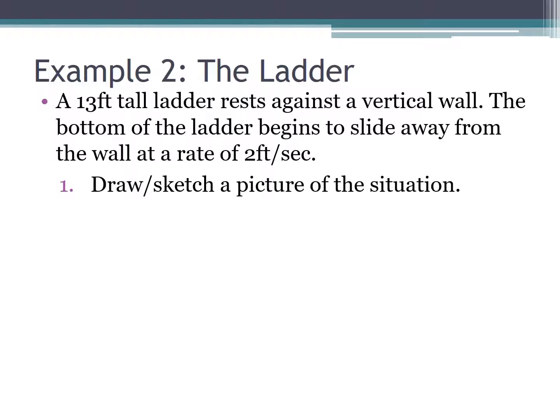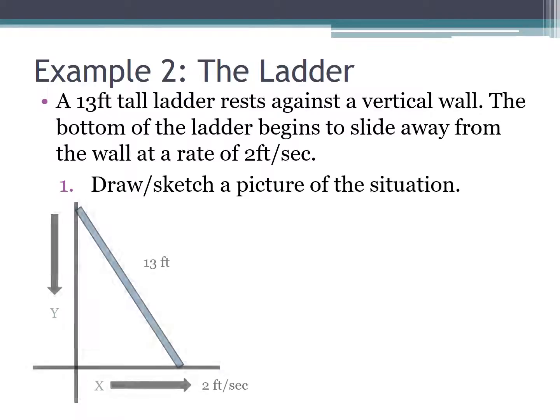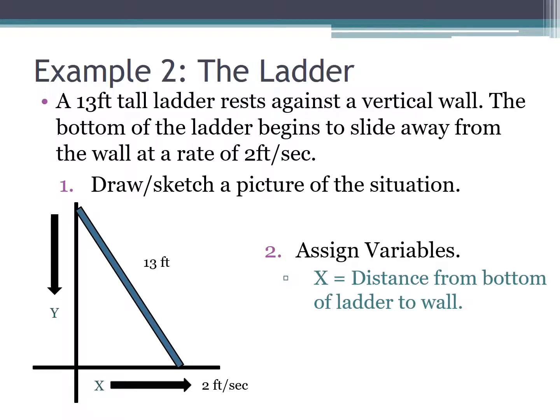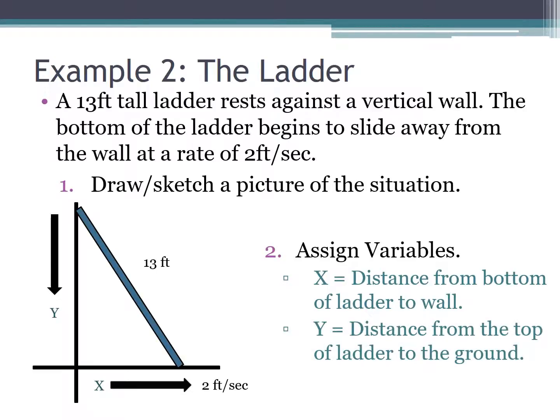Following our previous steps, we can draw or sketch a picture of the situation. Here we know that the ladder is y feet up the wall, and it is sliding out at a base of x at 2 feet per second. Now we assign variables. Let's use x for the distance from the bottom of the ladder to the wall, y for the distance from the top of the ladder to the ground, and t for time in seconds.